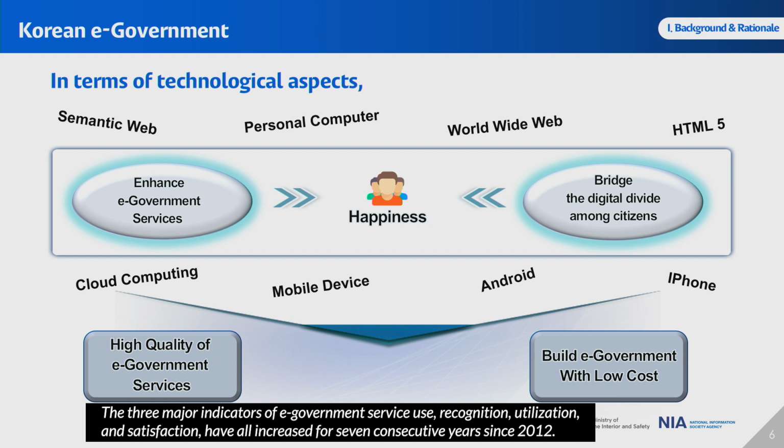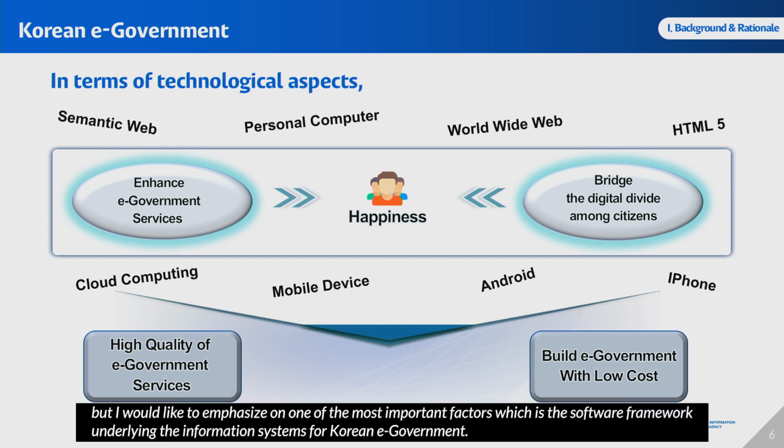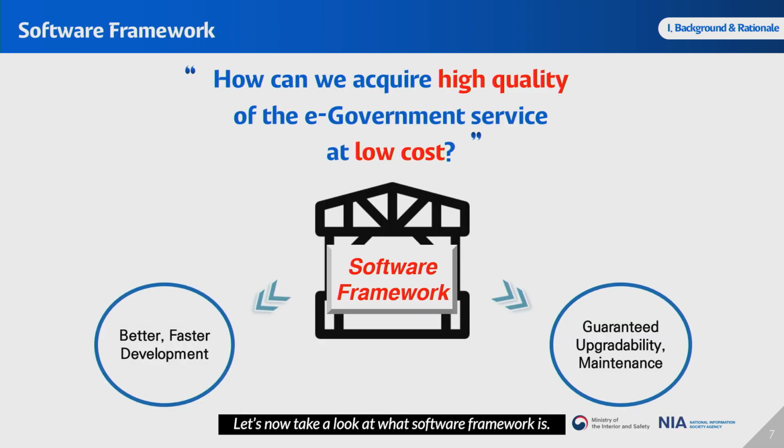The 3 major indicators of e-government service use, recognition, utilization, and satisfaction, have all increased for 7 consecutive years since 2012. There are many factors that helped us achieve this good result, but I would like to emphasize one of the most important factors, which is the software framework underlying the information systems for Korean e-government. Let's now take a look at what software framework is.